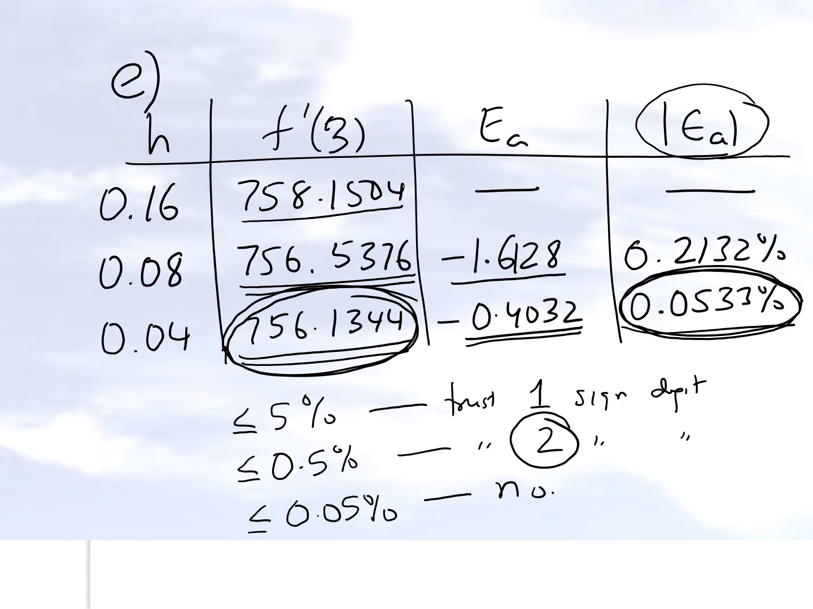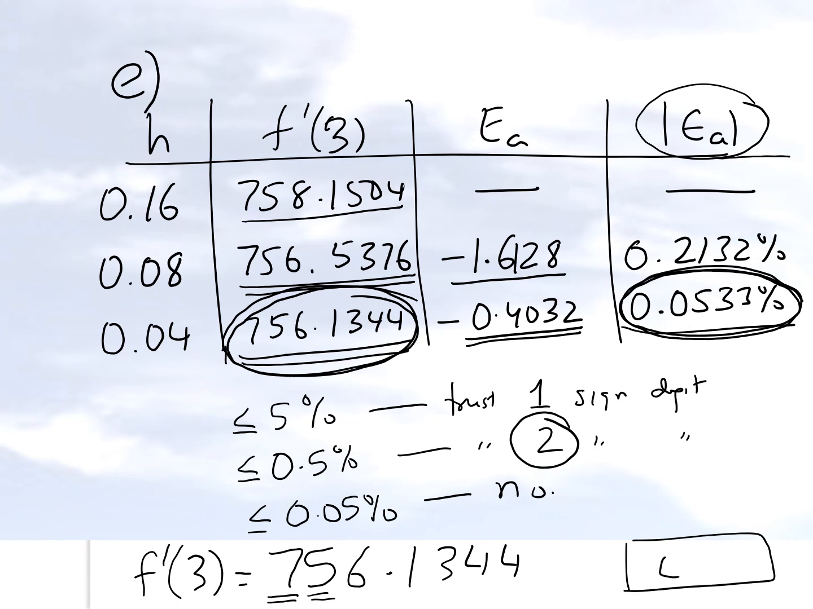So what will happen is that the number of significant digits which I can trust in the solution will be 2. So in this approximation of the derivative of the function at 3, which is 756.1344, without knowing the exact value, I can trust this 7 and this 5, the first two significant digits in the number. And that is the end of this segment.